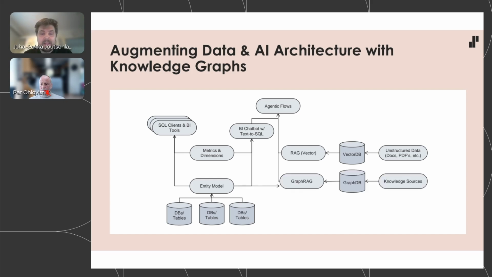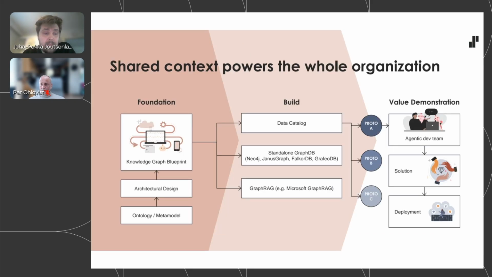What we also need is this graph RAG capability, which can bring together all the structured data, unstructured data, but also other knowledge sources that exist in the organization to build a more comprehensive understanding. And how to get started? So here's an example. First we need to have some kind of an ontology or meta model. So we need to understand what type of things we have and how they connect to each other.